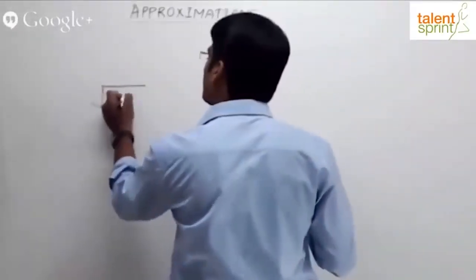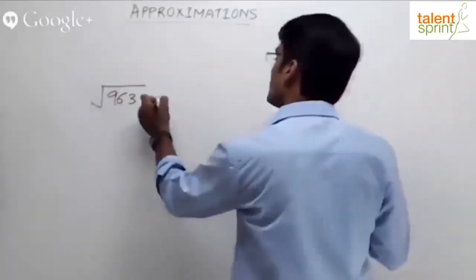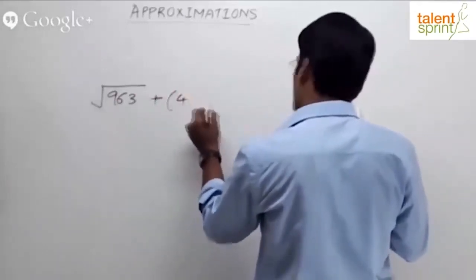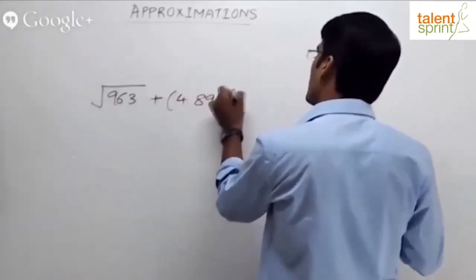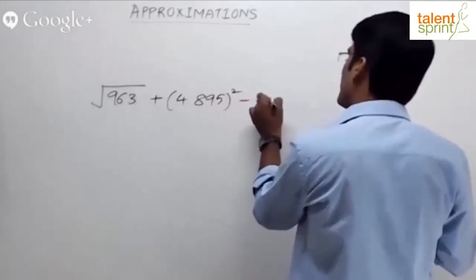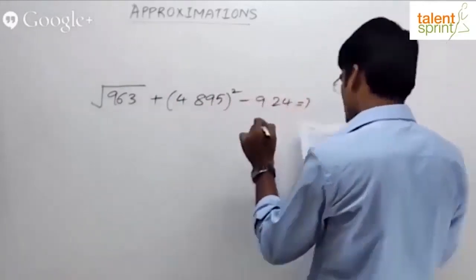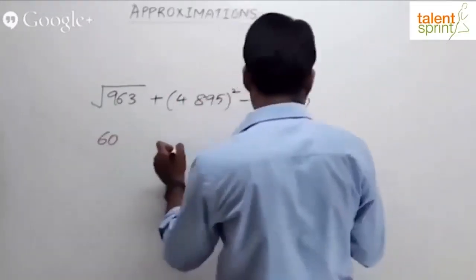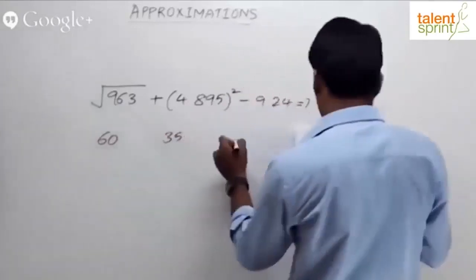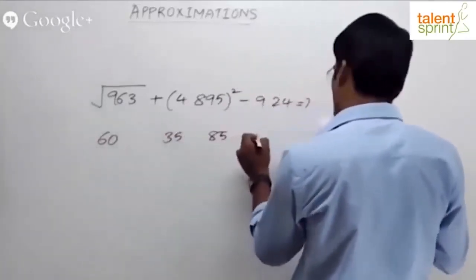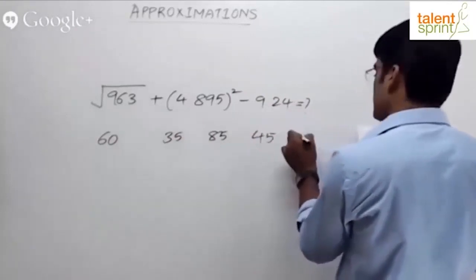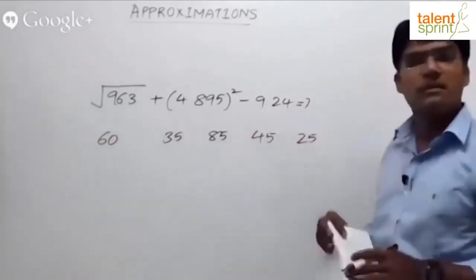Square root of 963 plus 4.895 whole squared minus 9.24 equals what? The options are 60, 35, 85, 45 and 25. What will be the answer?